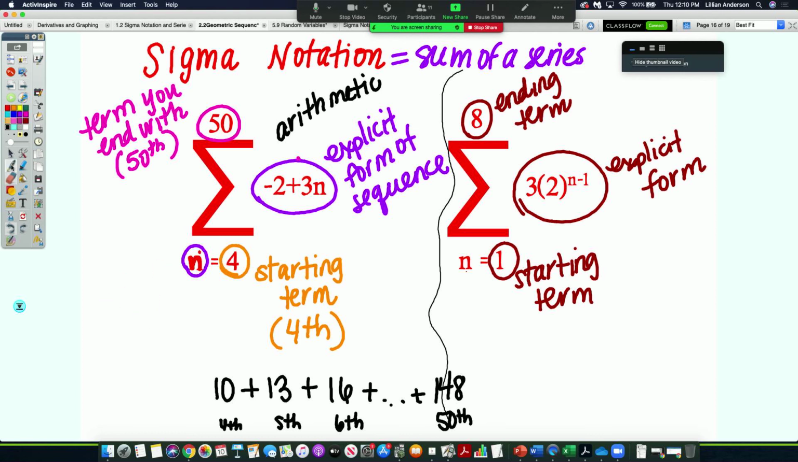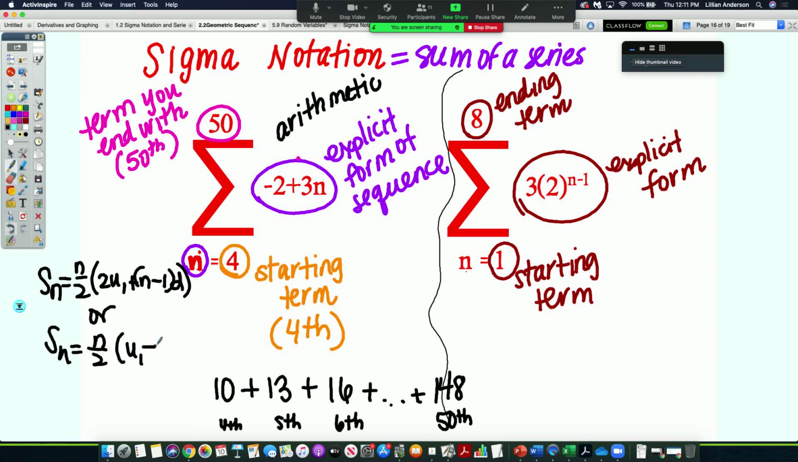All right, remember there were 2 formulas for arithmetic series. There was this one, and then there was this one. If I can recognize this is an arithmetic sequence, I can determine what my quote-unquote first term is, which is essentially my 4th term because that's what I'm starting with. I can use these formulas to find the sum. The only thing I need to know is the number of terms.